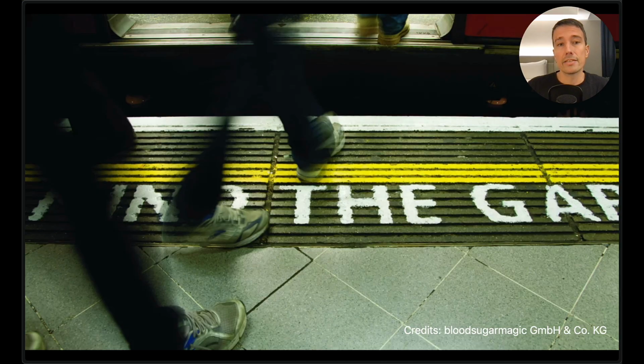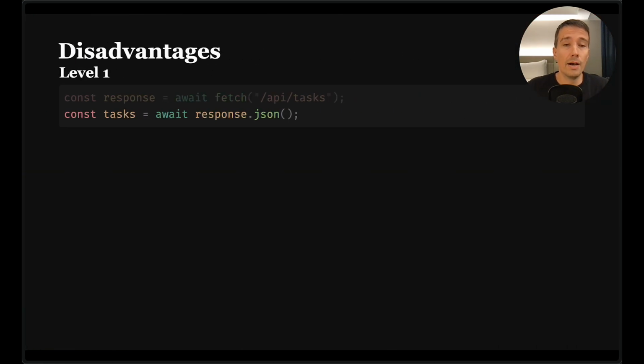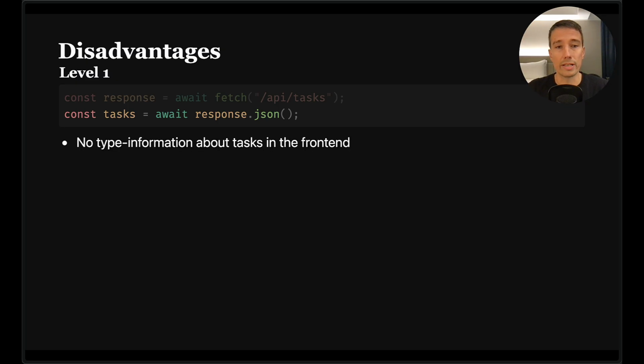Alright, so that is the first iteration of the simple task app. So where are the problems, where are the gaps between the front end and the back end at this point? Well, one of the biggest problems here is that there is no type information about the business object in the front end, neither at development time nor at runtime. Although we know how a task is defined in our backend, we are losing all the type information between the backend and the front end.